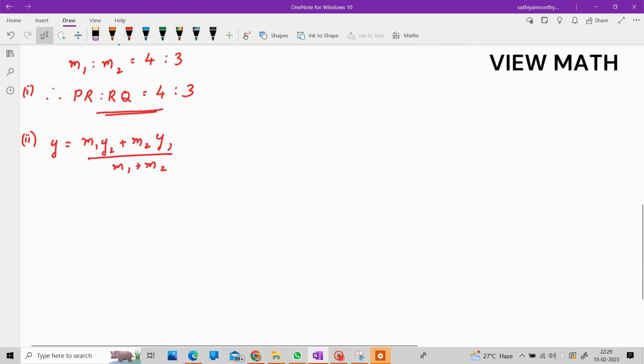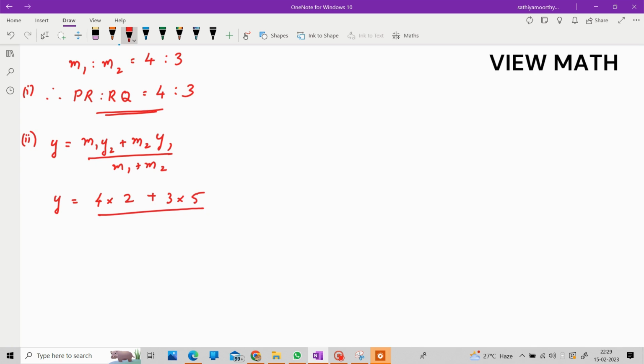So let me substitute it. The y value I need to find out. Let me keep it as it is. M1, just now we found out, is 4, and y2 is 2, plus M2 is 3 and y1 is 5, divided by M1 plus M2. So 4 plus 3. So this is equal to 8 plus 15 divided by 7. So this is equal to 23 by 7.